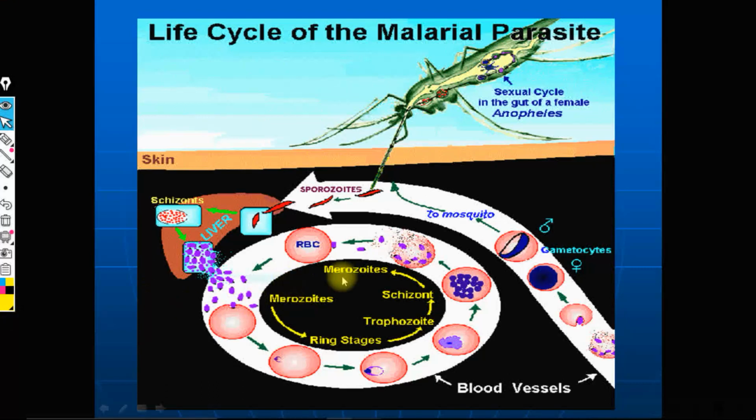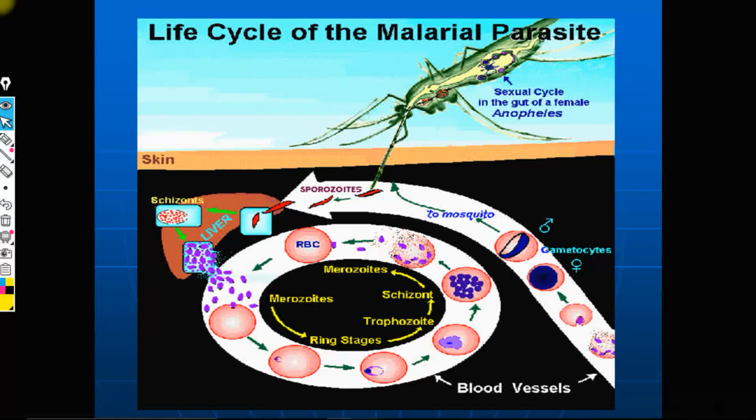Now each of these merozoites is again infecting a new RBC. So this is the life cycle that happens in a human, and that is called the asexual life cycle.